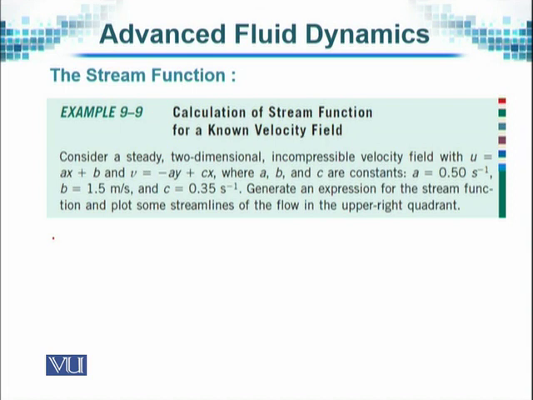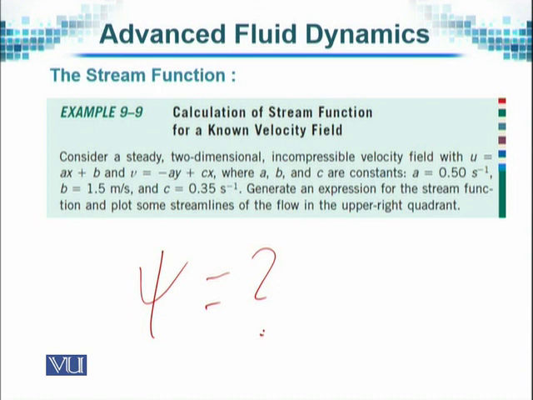Where a, b, c are constants, the values of the constants have been chosen: a is half per second, b is 1.5 meter per second, c is 0.35 per second. They want us to generate an expression for the stream function, and plot some lines. So this time, we are required to find out what psi is and then plot its graph for certain values, so that we see how the streamlines look like, how the flow field appears to us.